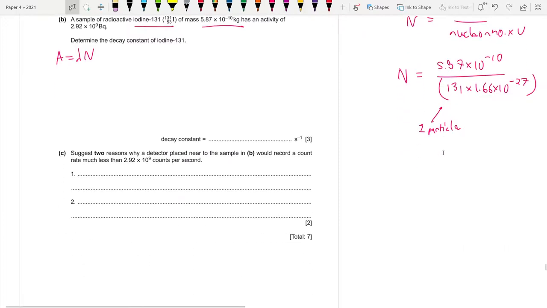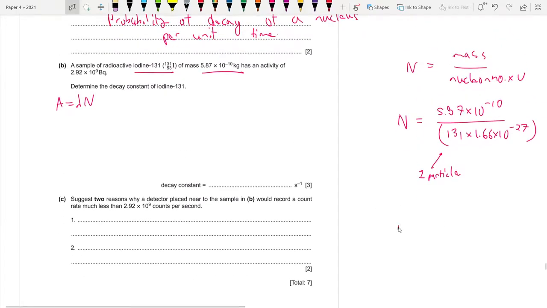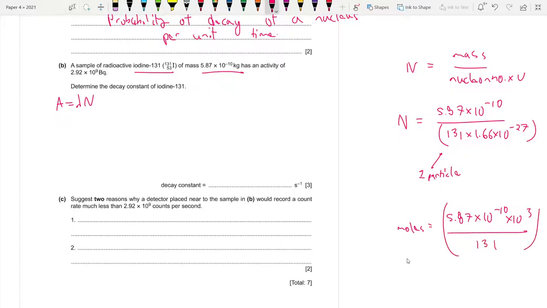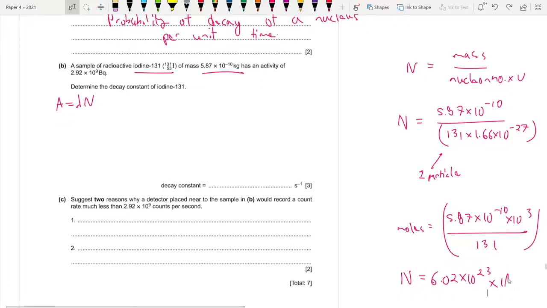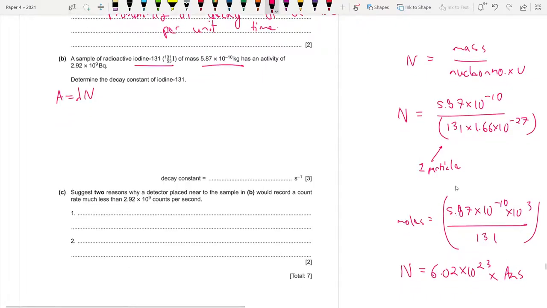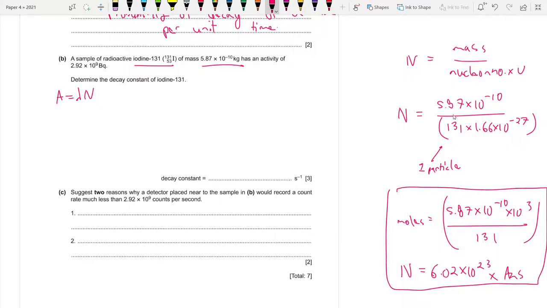You can also use some chemistry. Basically, you can find out the number of moles. How? Mass 5.87 into 10 power minus 10 into 10 power 3, mass in grams, divided by the MR 131. You can find out the moles. And to find out N, you can multiply the Avogadro constant 6.02 into 10 power 23 into this answer from above. That would give you the same answer, to be honest. So you can opt to use this. They use this in the mark scheme: no chemistry, the mass divided by the mass of one particle.